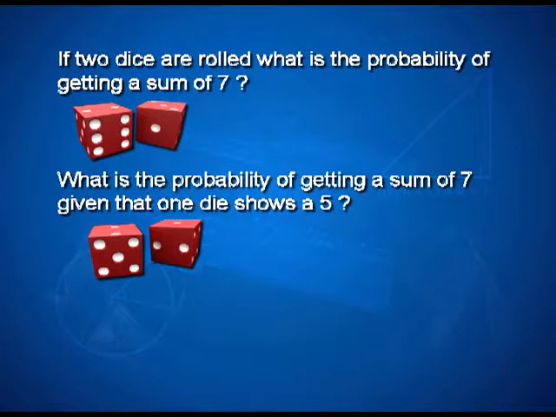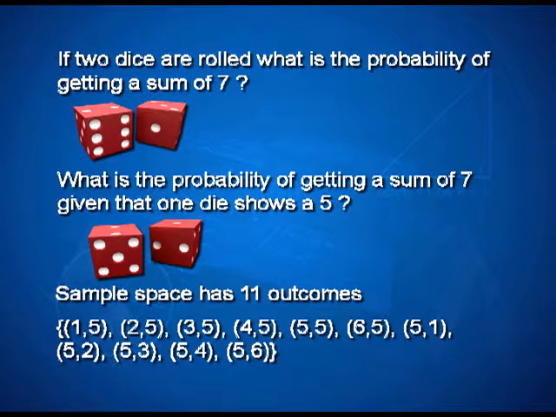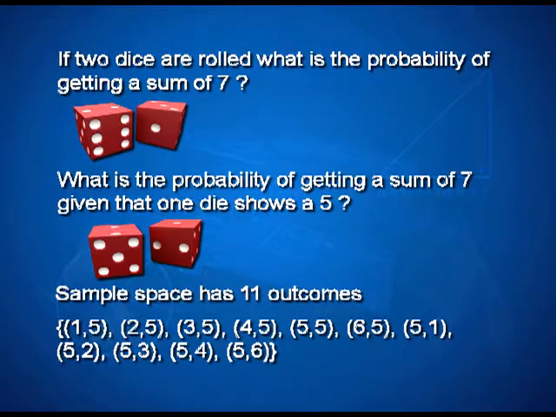What happens in the second situation? We are given that one die shows a 5. How many possible outcomes result out of that? 11. 11 ordered pairs of the kind (1,5), (2,5), (3,5), etc. are the ones which we know possibly would have happened. So, the total possible outcomes instead of 36 have now reduced to 11. Out of these, in this case only 2 satisfy the condition that the sum is 7.